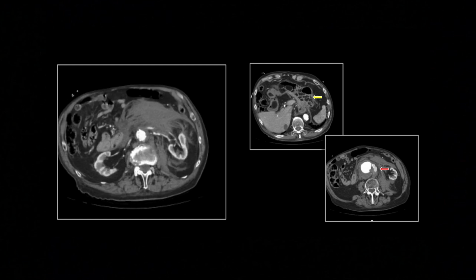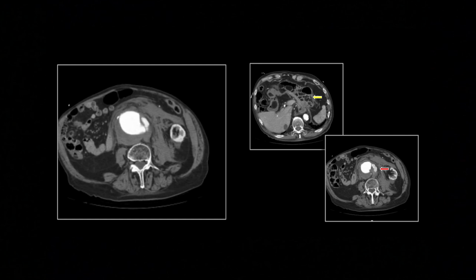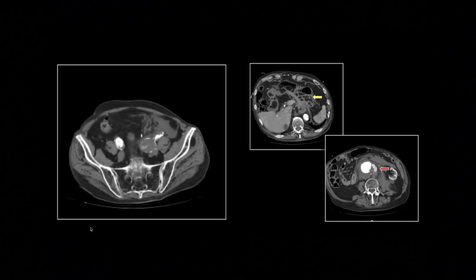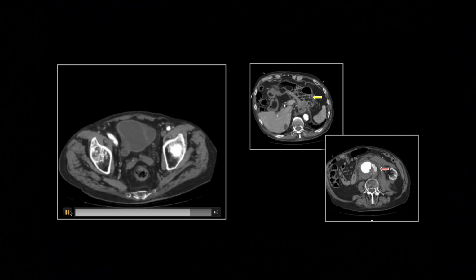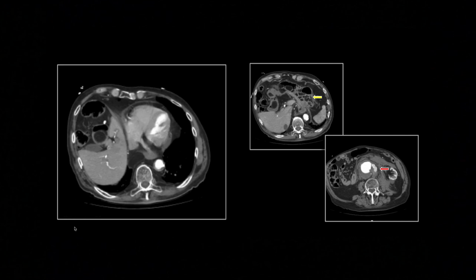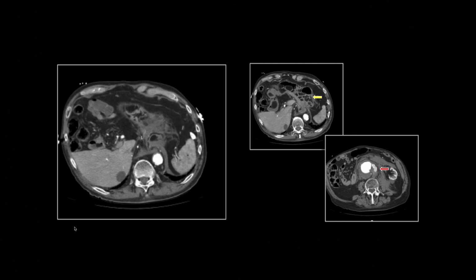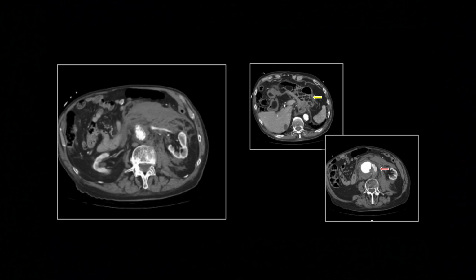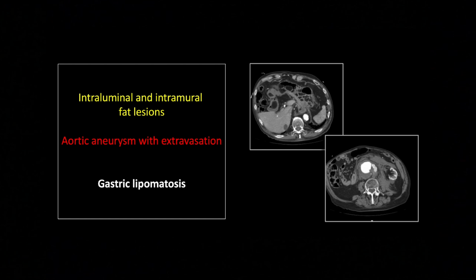So there you saw all those fatty lipomas in the wall and in the lumen of the stomach. Let's do that one more time through there. And there you go. So that is a case of gastric lipomatosis with an incidental aortic aneurysm rupture.